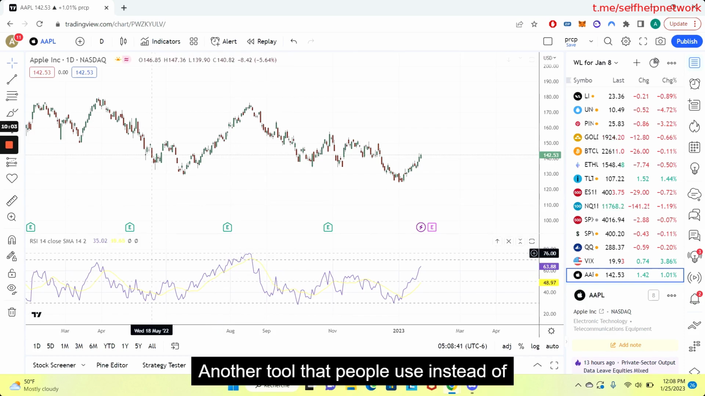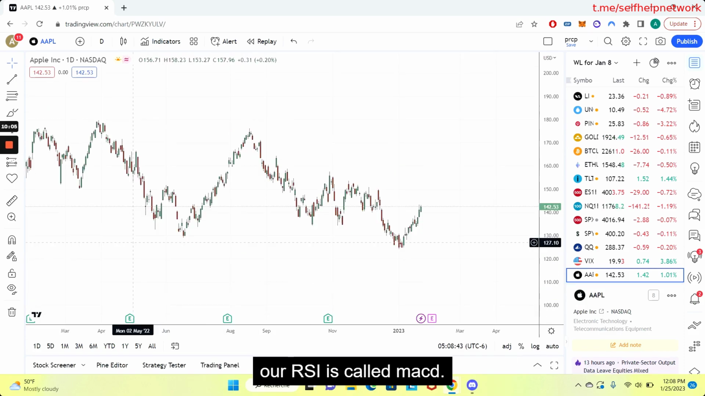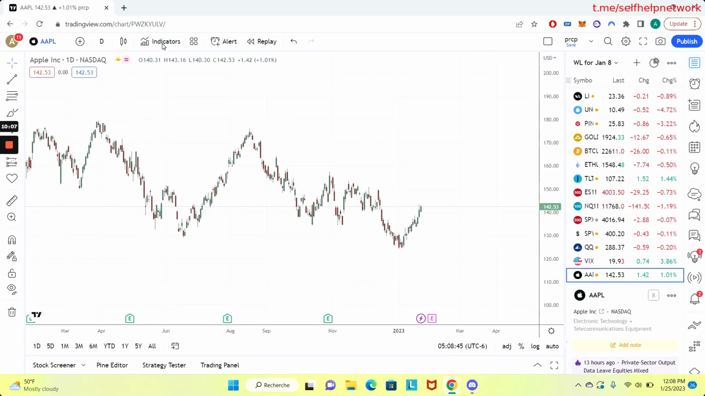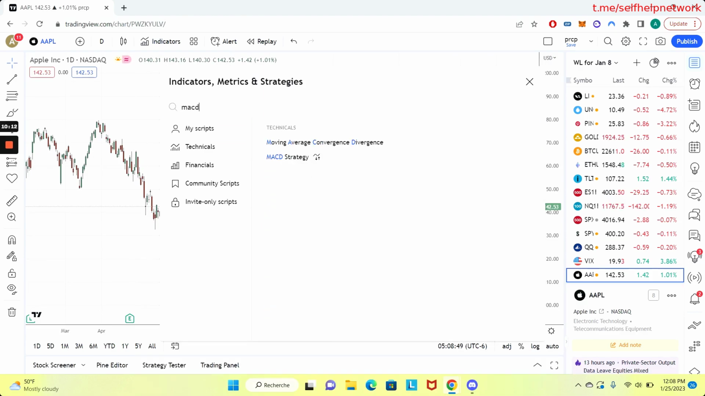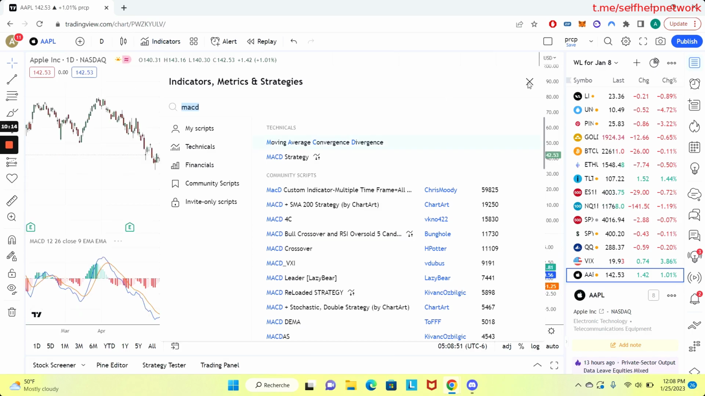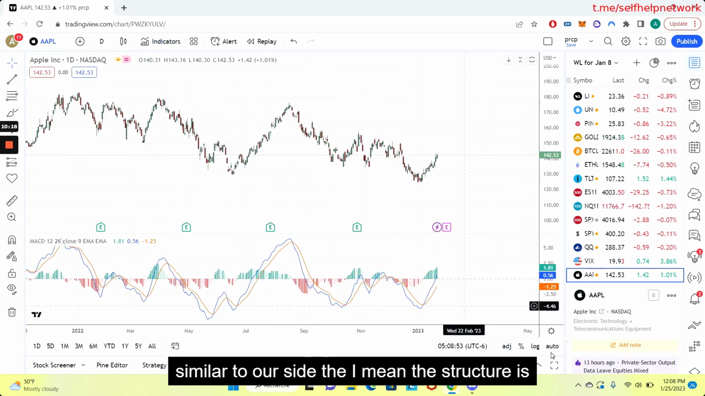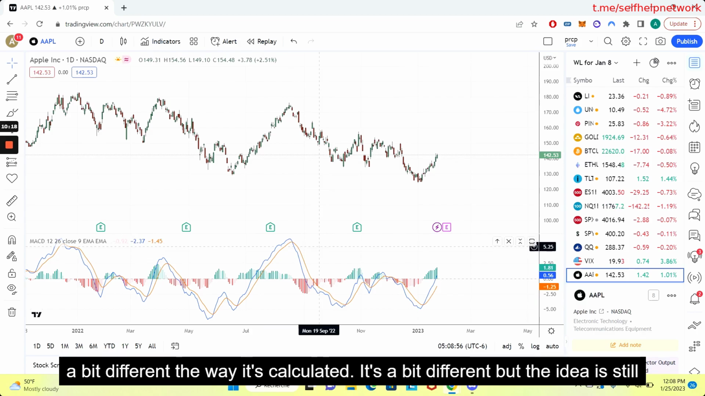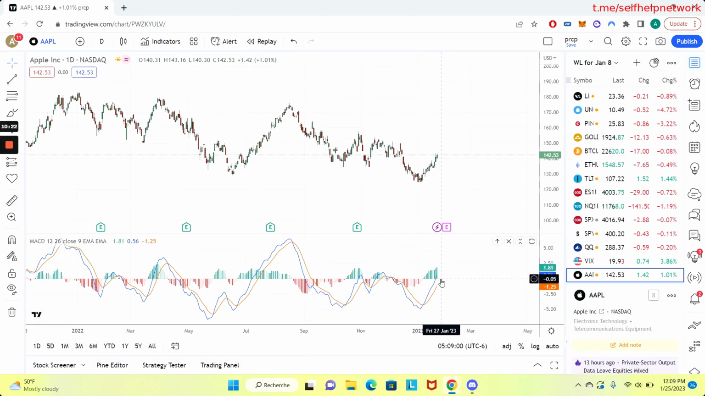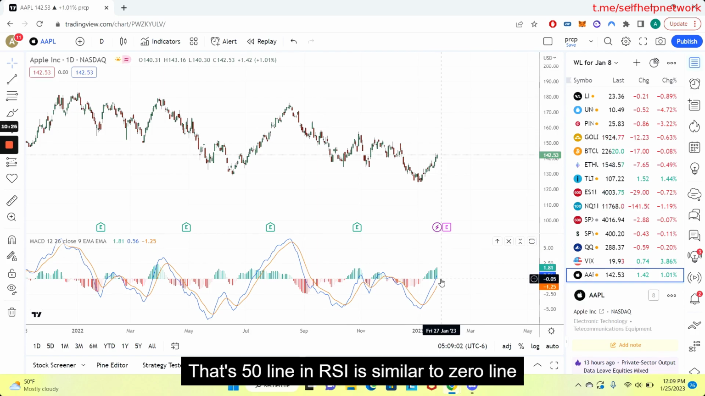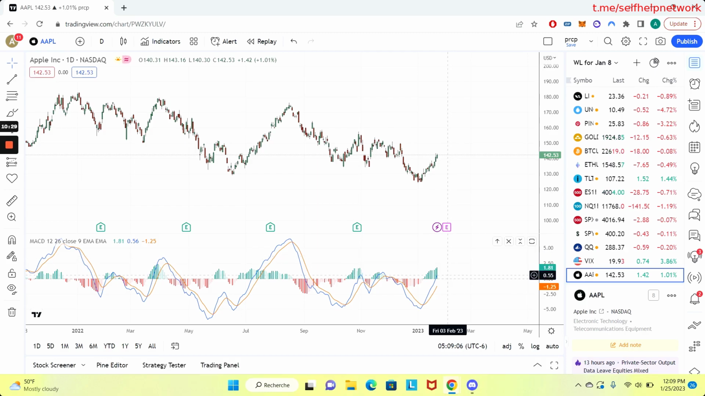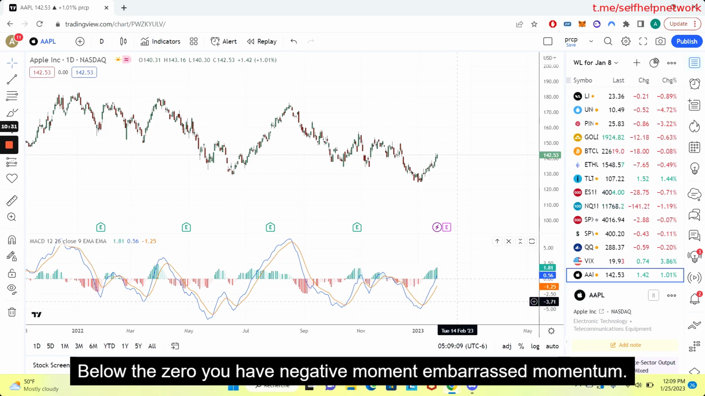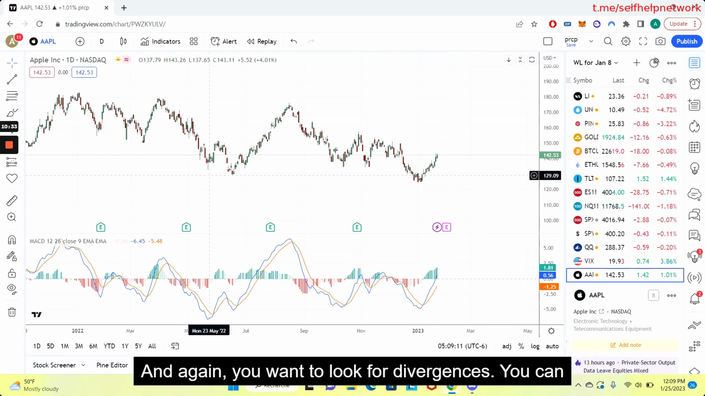Another tool that people use instead of RSI is called MACD. It's called Moving Average Convergence Divergence. There it is. Similar to RSI, the structure is a bit different. The way it's calculated is a bit different, but the idea is still the same. That 50 line in RSI is similar to your 0 line here. Above this 0, you have bullish momentum. Below this 0, you have negative momentum, bearish momentum. And again, you want to look for divergences.